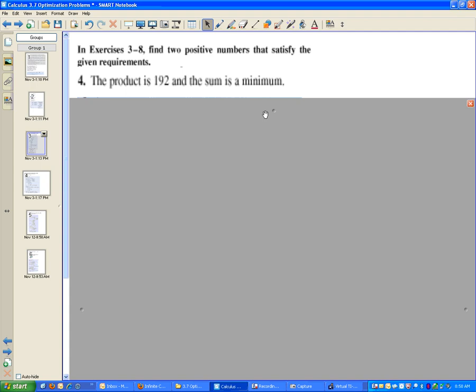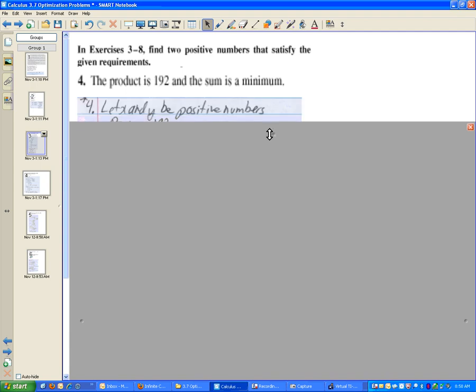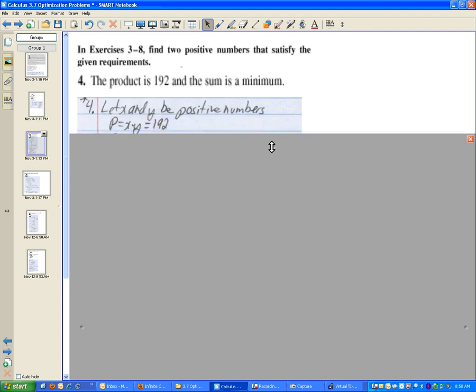And what is it that we know about these 2 positive numbers? They equal what? So let X and Y be positive numbers, and P equals X times Y equals 192. Can anybody guess what the P stands for? Product. Excellent. Does not stand for price or presence.